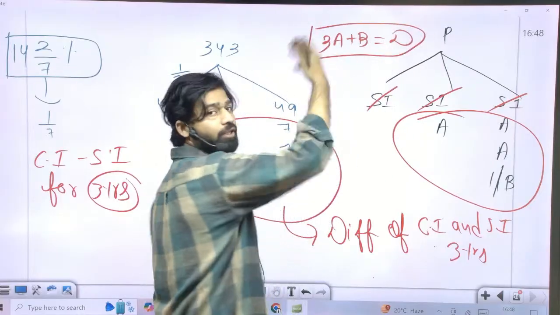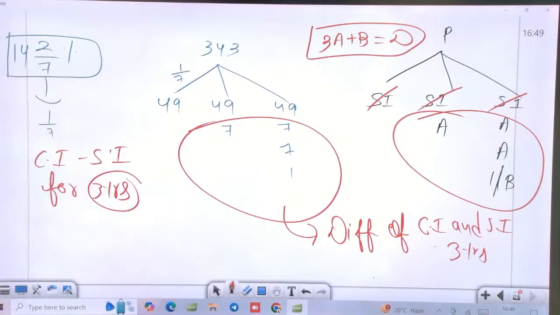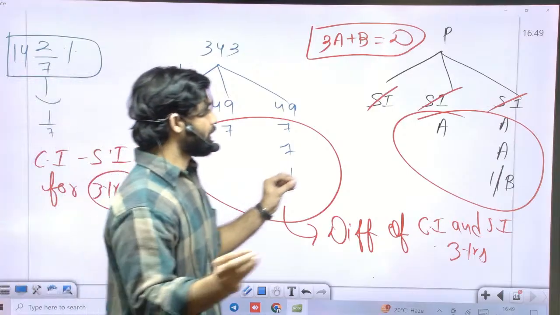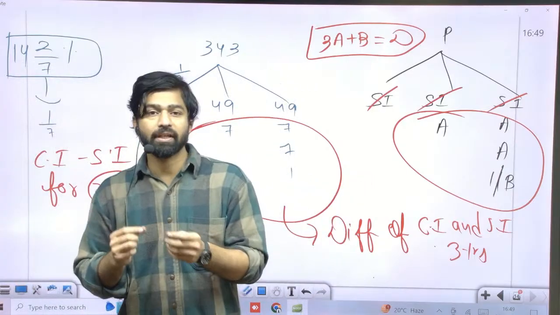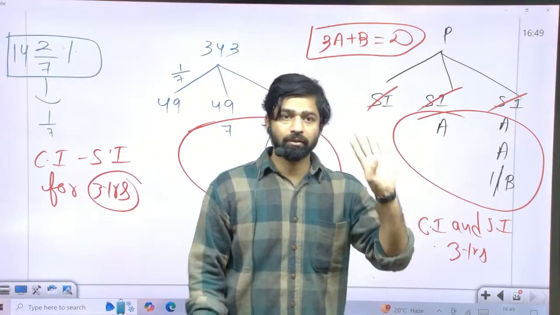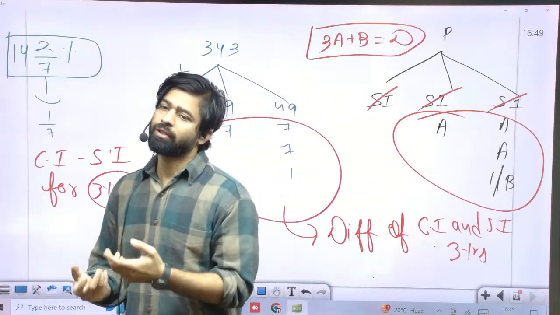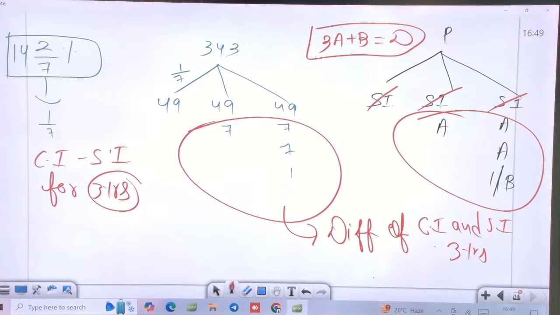3A plus B or 3A plus 1? I'm taking you into more depth, but after learning it now, not a single question will be out of your reach. Understood? So according to this chart, the difference for 3 years of CI and SI is A, how many times? 3A and that 1 or B. You can write it 3A plus 1 or 3A plus B. Depends on what value we are getting.